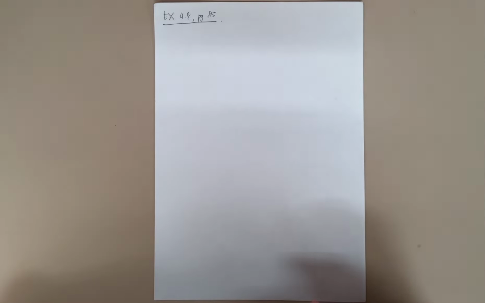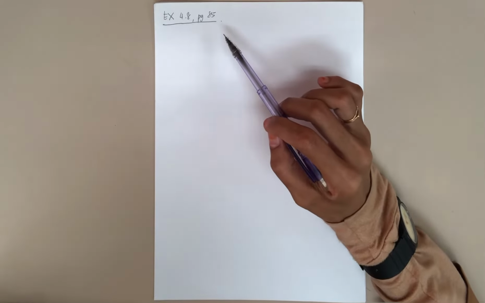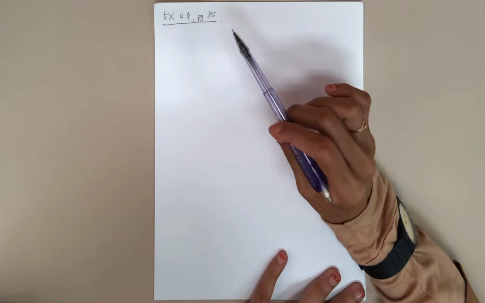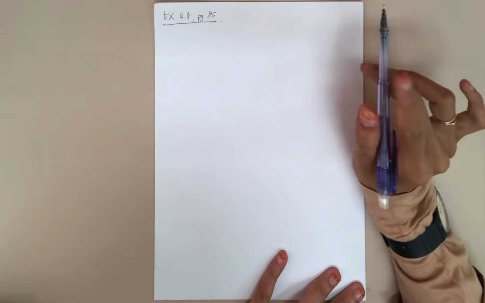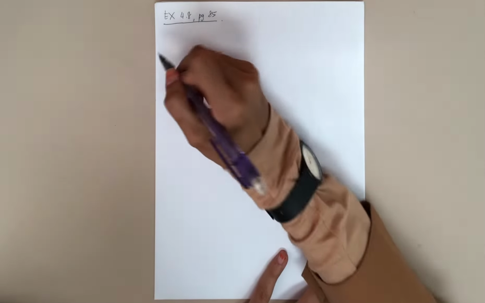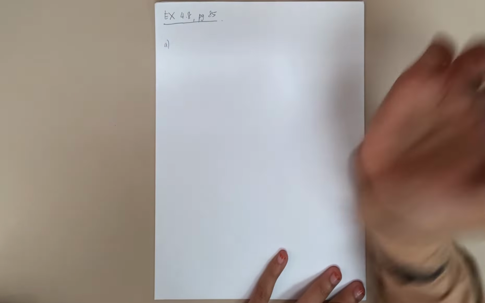So class, without further ado, we will start the example. I will show you example 4.8, page 85. So you may refer to that question. I just write the number of the example and also the page number. Okay, so I read the question. Given a standard normal distribution, find the area under the curve that lies, A, to the right of Z.